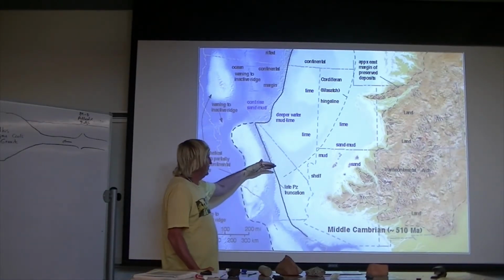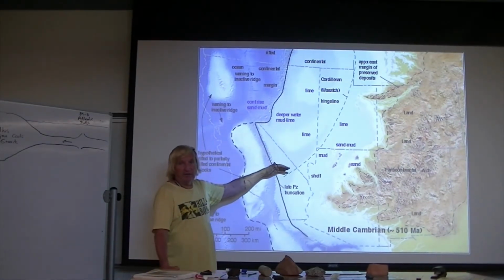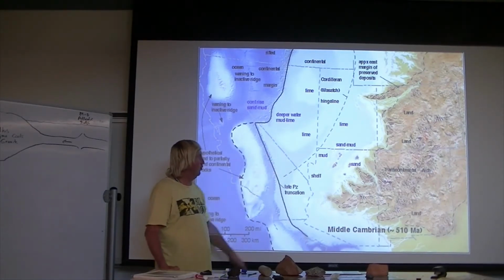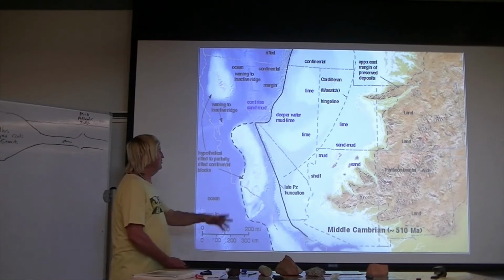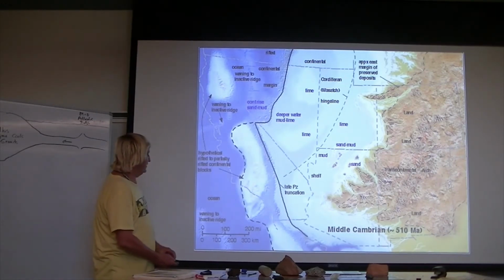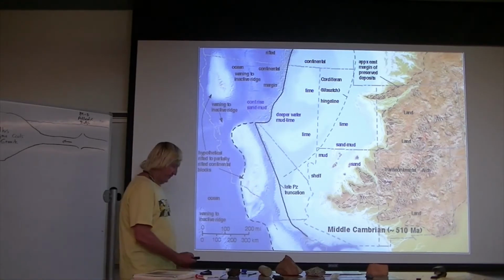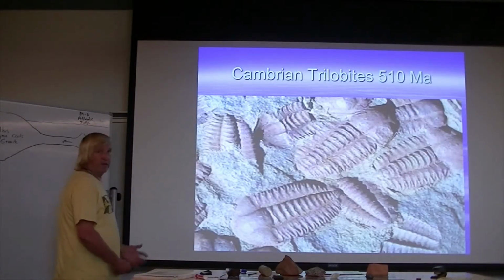At this time, the North American continent is right down at the equator. So it's very warm, tropical waters, shallow, with a huge continental shelf. And that was basically the passive continental margin of early California. So this is why we see a lot of trilobite fossils.